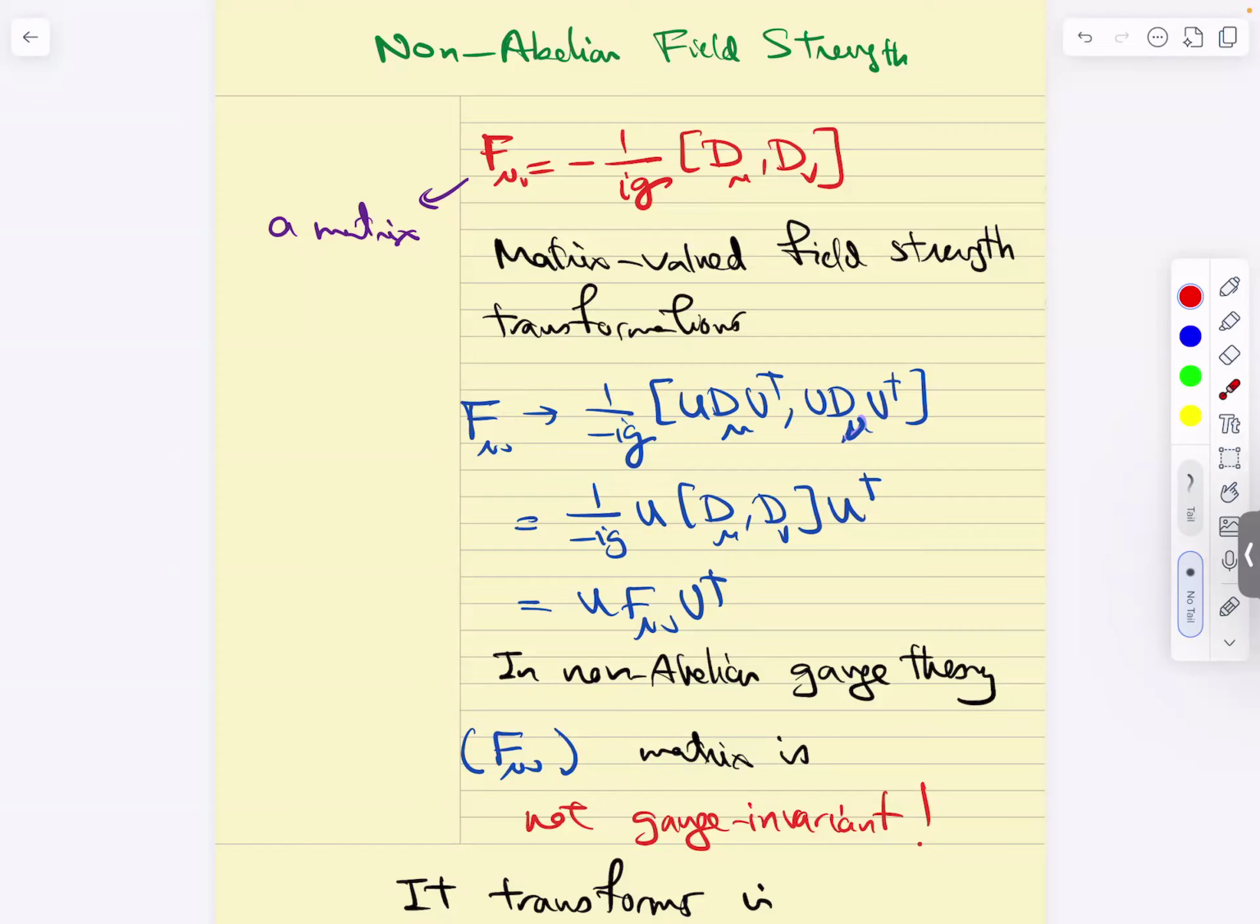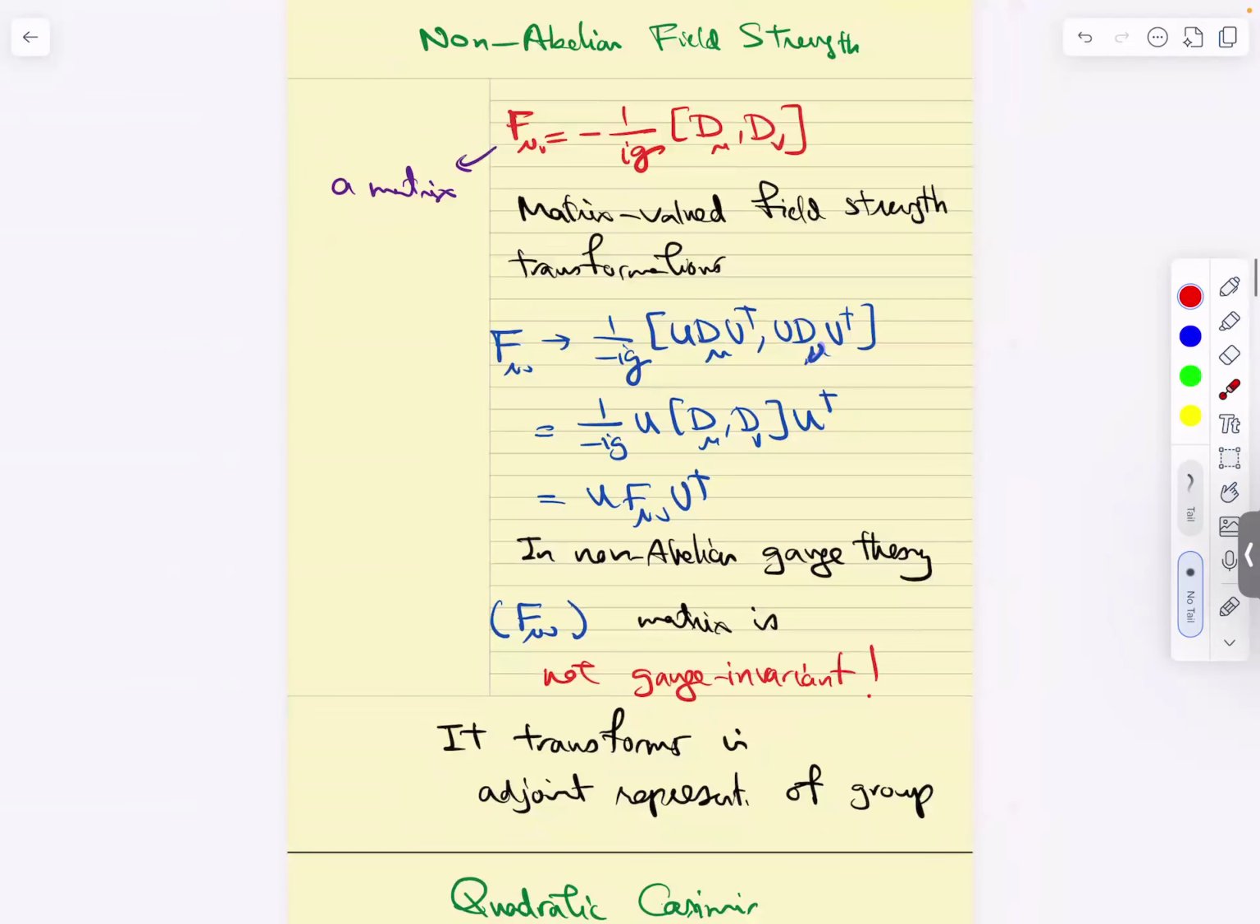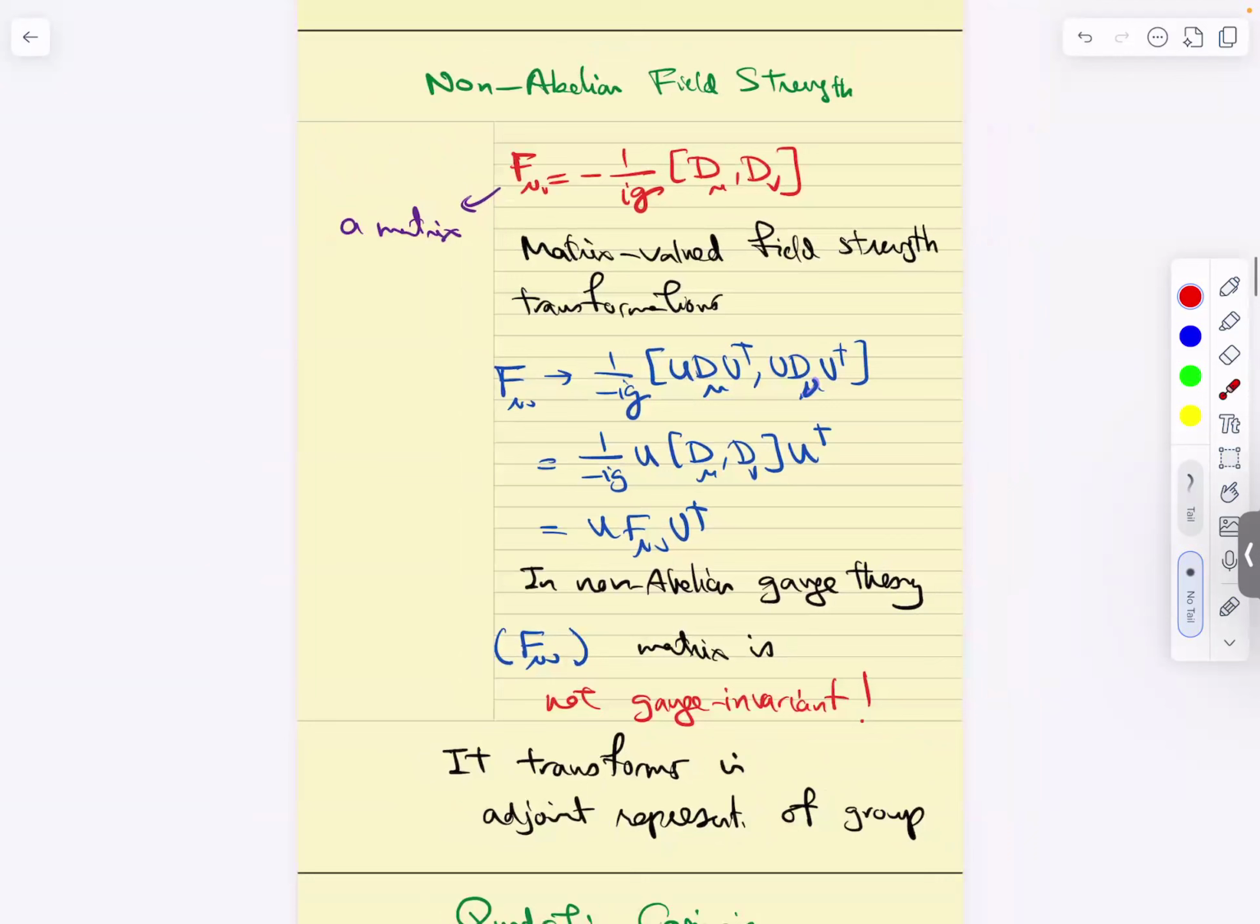So F mu nu for non-abelian gauge theories, I cannot stress this enough, is not a physical observable. This is a big distinction between non-abelian gauge theory and electrodynamics. In electrodynamics, F mu nu packages for you, in an antisymmetric tensor, the local physical degrees of freedom you have. But I said the word physical, therefore they must be gauge invariant. However, the non-abelian field strength is not gauge invariant. It transforms in the adjoint, right?